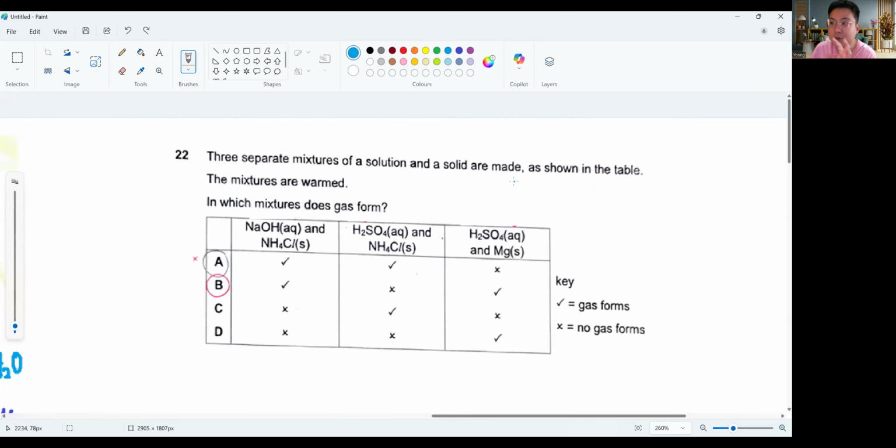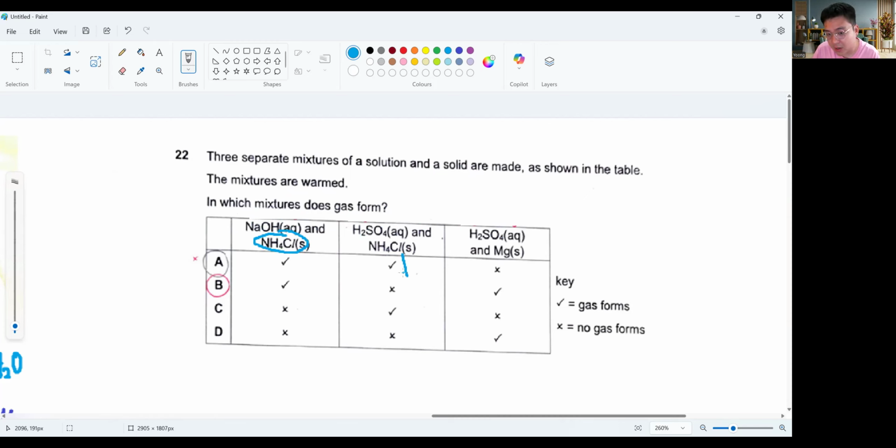That's what we call solution. Also, you all should know solute and solvent make a solution. And then we have a solid here. All right, so the mixtures are warm. In which mixture does a gas form? Okay, so this one here is alkali because it has an OH. If you all learned in the acid alkali chapter, you should know that all alkalis have an OH in their formula, and all acids have an H plus in their formula. So this one is an alkali.